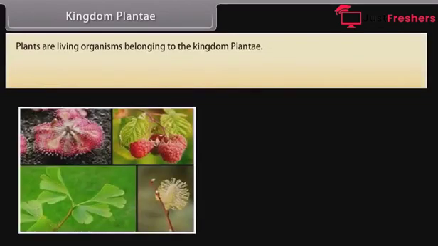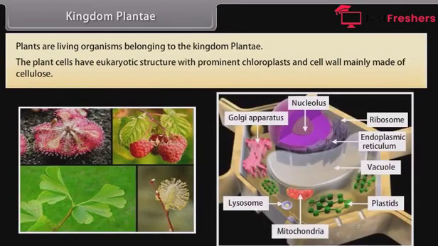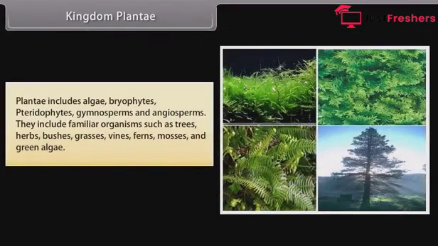Kingdom Plantae. Plants are living organisms belonging to the kingdom Plantae. The plant cells have eukaryotic structure with prominent chloroplasts and cell wall mainly made of cellulose. Plantae includes algae, bryophytes, pteridophytes, gymnosperms and angiosperms. They include familiar organisms such as trees, herbs, bushes, grasses, vines, ferns, mosses, and green algae.